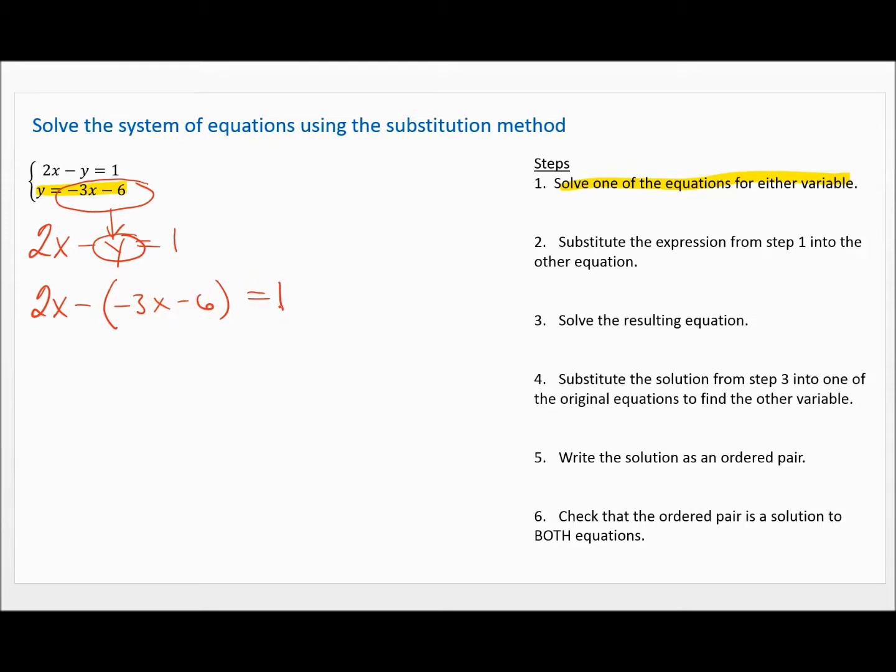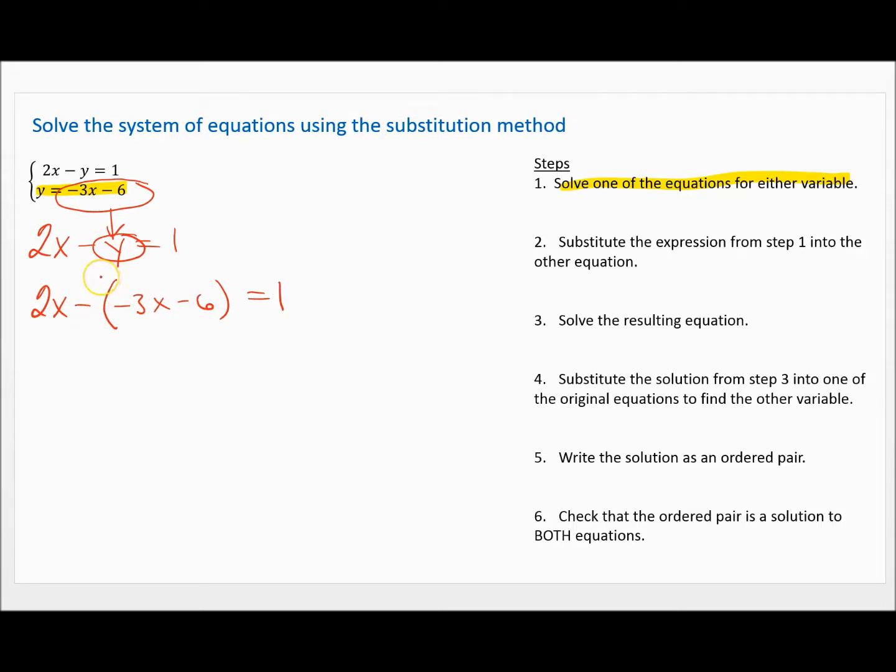Now if you'll notice, we have the first equation written down with the y taken out and negative 3x minus 6 substituted in, and it has only one variable in it, just x's. There's no x and y, which means we can solve. Now to solve, though, I have to use the distributive property. That's always going to be the next step, by the way.